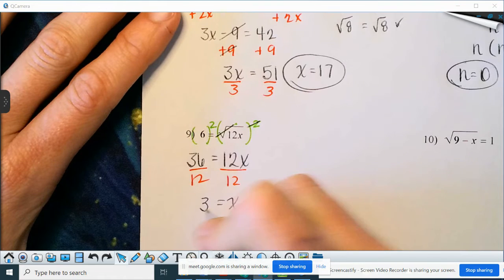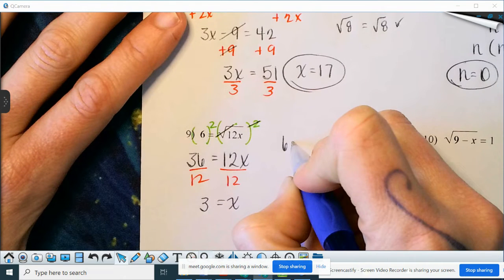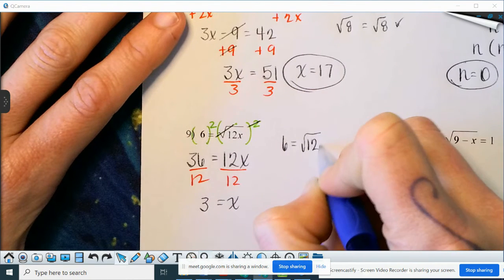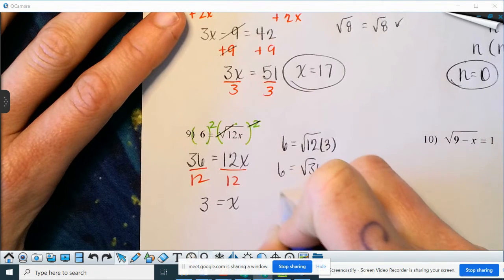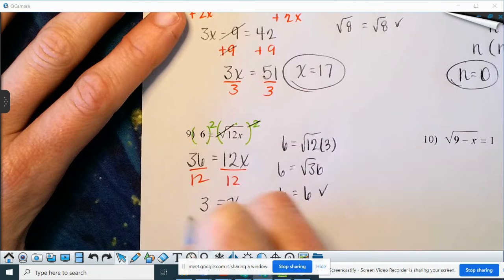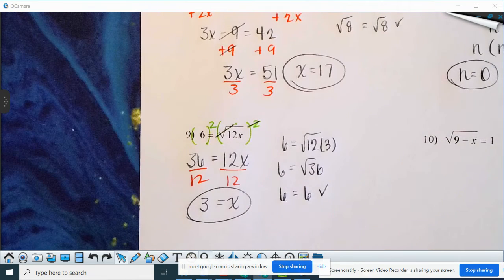And of course you can check it. So 6 equals the square root of 12 times 3. 12 times 3 is the square root of 36, which does indeed equal 6. So x is equal to 3 here. So we're good there.